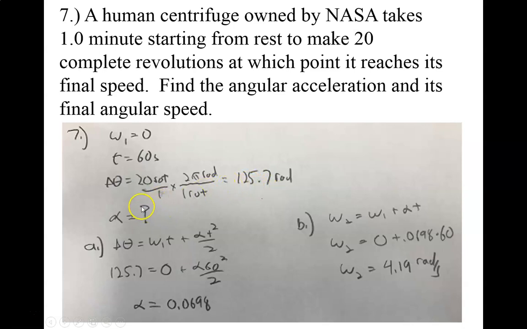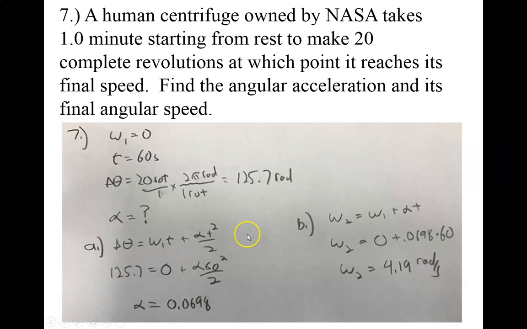The first question is, what is the angular acceleration? There's more than one way to attack this problem. The most direct way is to use delta x equals v1t plus at squared over 2, and just stick in the rotational components. The angular displacement is 125.7. My initial velocity was 0, so that goes to 0. We're looking for alpha, and t is 60, square that, divide by 2. And we get 0.0698 radians per second squared. So that is A.